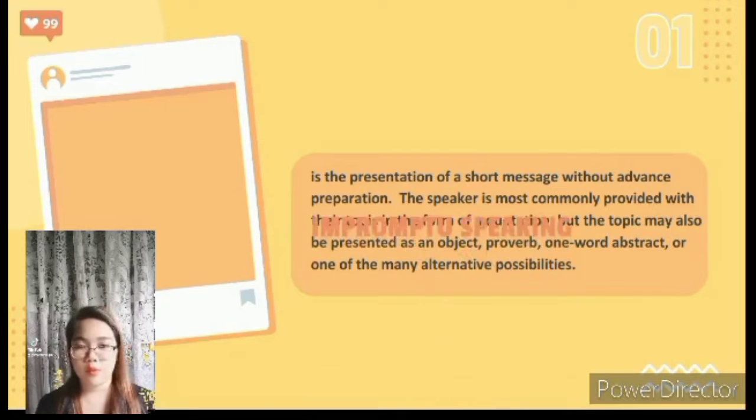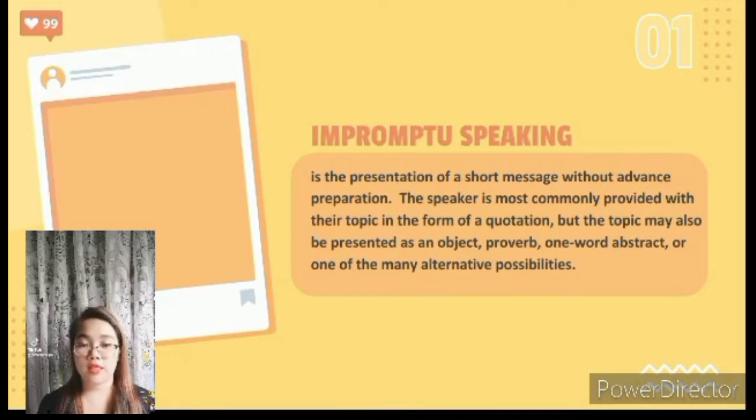So what is impromptu speaking? Impromptu speaking is a presentation of a short message without advanced preparation. The speaker is most commonly provided with their topic in the form of a quotation, but the topic may also be presented as an object, proverb, one-word abstract, or any one of the many possibilities. When we say impromptu, it is something that is done without advanced plan or preparation. Examples of impromptu speaking are interviews, question and answer portion, and debates.